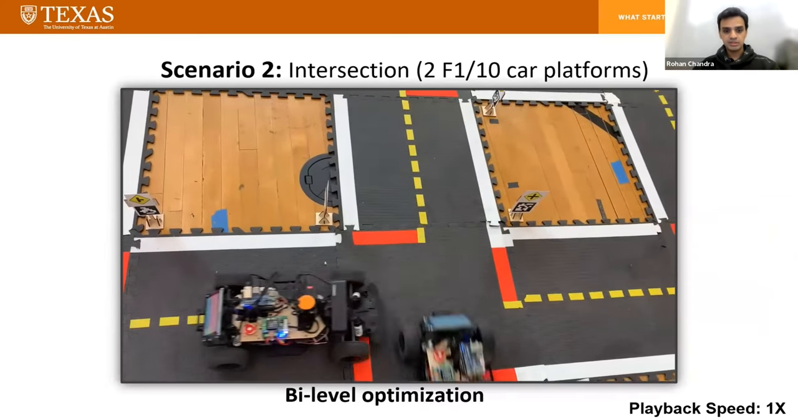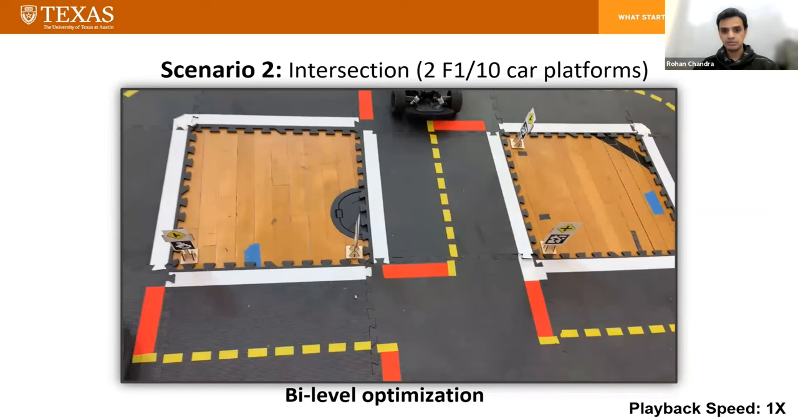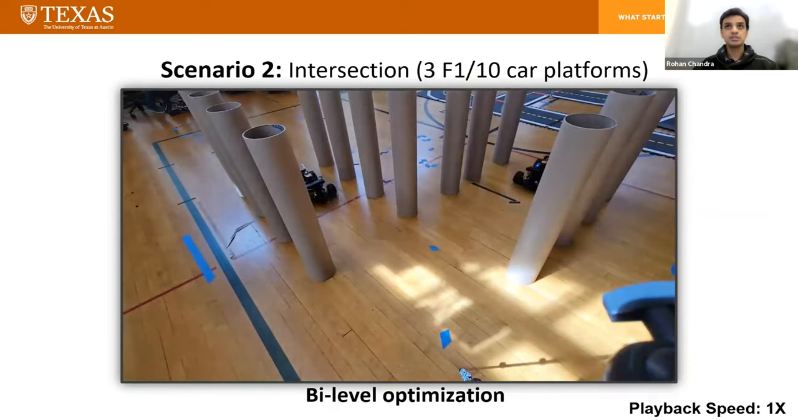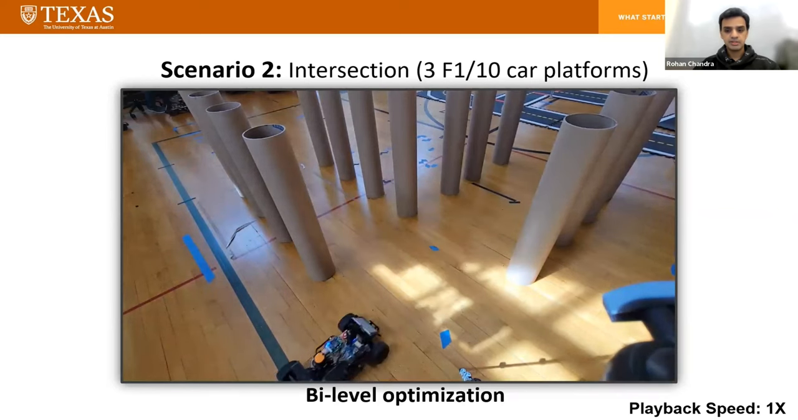So intersection, again, you see one robot slowing down just enough to let the other robot go first. And this is another intersection scenario.